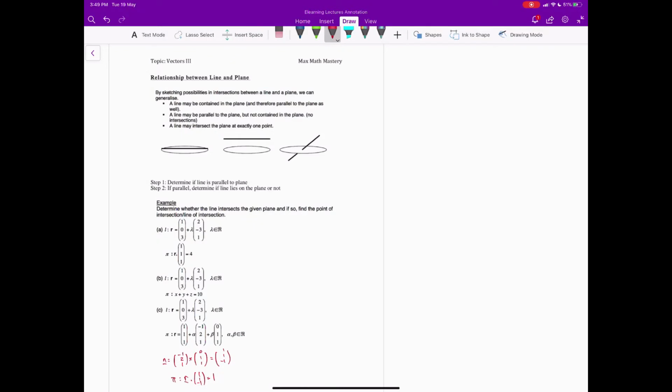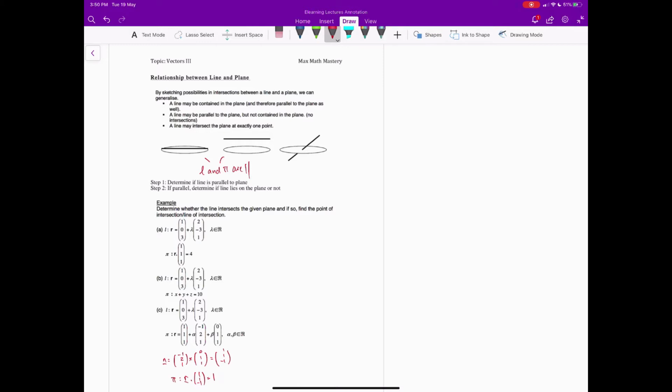Since we have learned all the equations of the plane, we're going to talk about the relationship between line and plane first. There will be three relationships. Number one, as you can see from the diagram, the line is parallel to the plane and the line lies on the plane. Second diagram, the line is parallel to the plane. However, the line doesn't lie on the plane. So under these two portions, you can see that the line and plane are parallel.